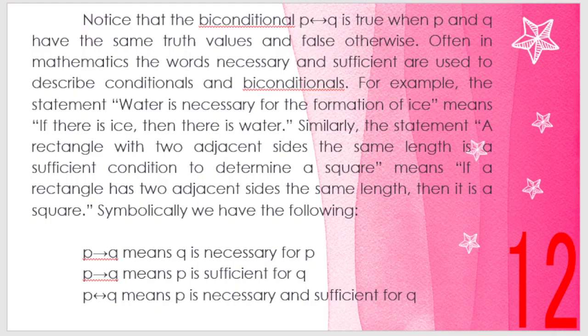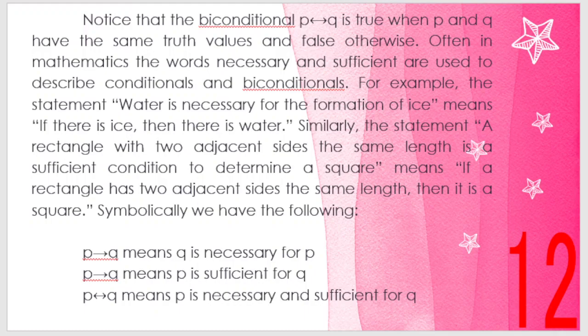Note this, that biconditional P if and only if Q is true when P and Q have the same truth value and false otherwise. Often, in mathematics, the words necessary and sufficient are used to describe conditional and biconditional. For example, the statement, water is necessary for formation of ice, means if there is ice, then there is water. Similarly, the statement, a rectangle with two adjacent sides the same length is a sufficient condition to determine a square, means if a rectangle has two adjacent sides the same length, then it is a square.